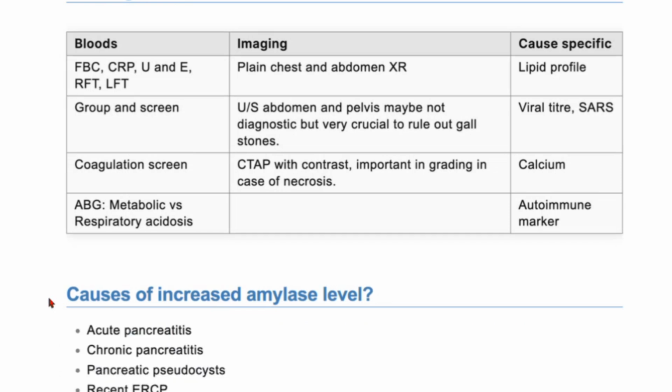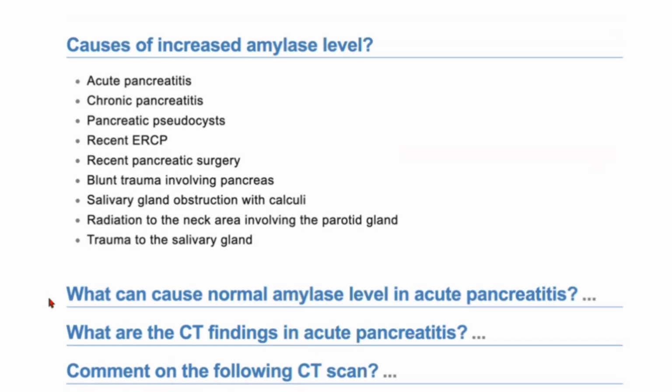A normal amylase level occurs because typically it returns to normal levels after the acute phase, which is 48 hours.